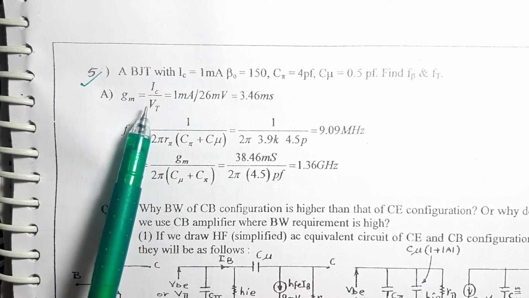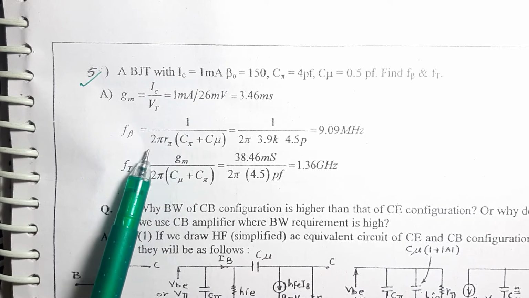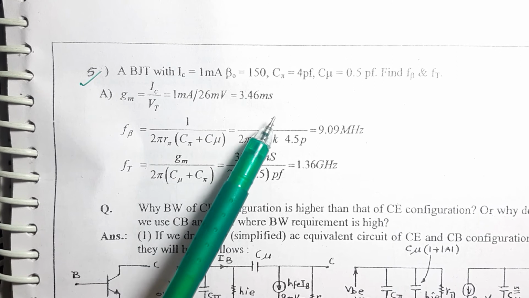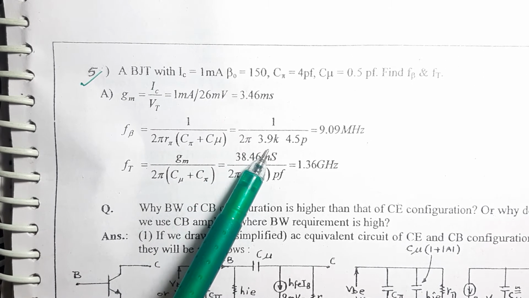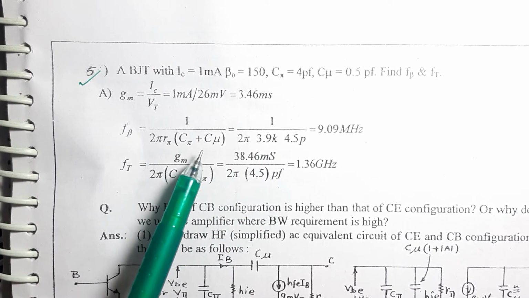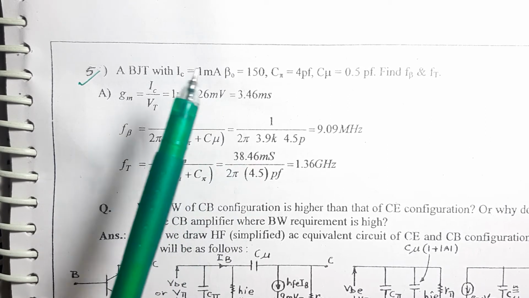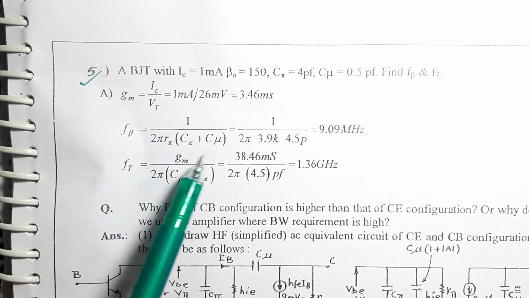So it was a very simple, straightforward formula. Now your f beta is calculated as 1 upon 2 pi into r pi into (C pi plus C mu), which is equal to 1 upon 2 pi into r pi into (C pi plus C mu) over here. Now if you look carefully, this r pi is derived from gm as we had done in the previous numerical, so please don't get confused over here.